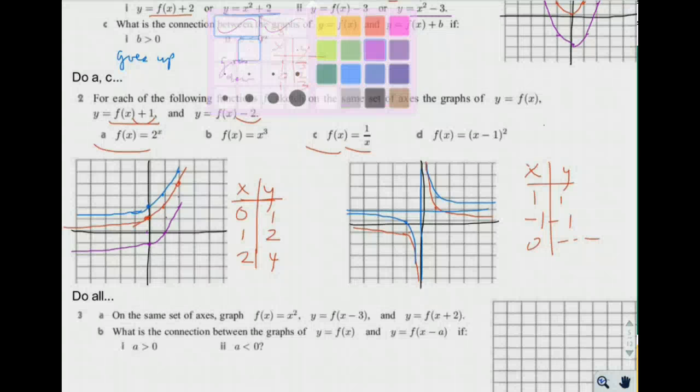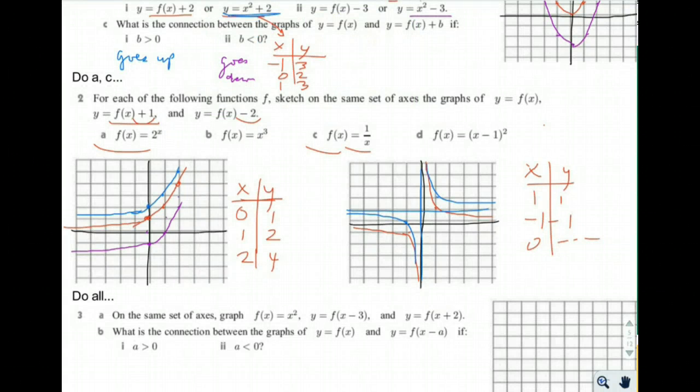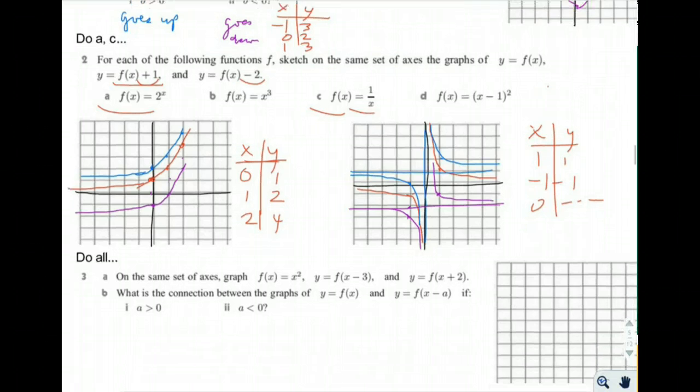Well, when you lower it by 2, the corresponding coordinates are all lowered by 2. And then the asymptotes are also lowered by 2. So the asymptote is now at, oops, that doesn't look right, does it? Lowered by 2, so it's here. So the asymptote is now at this line here, which is at y equals negative 2. Okay? All right.